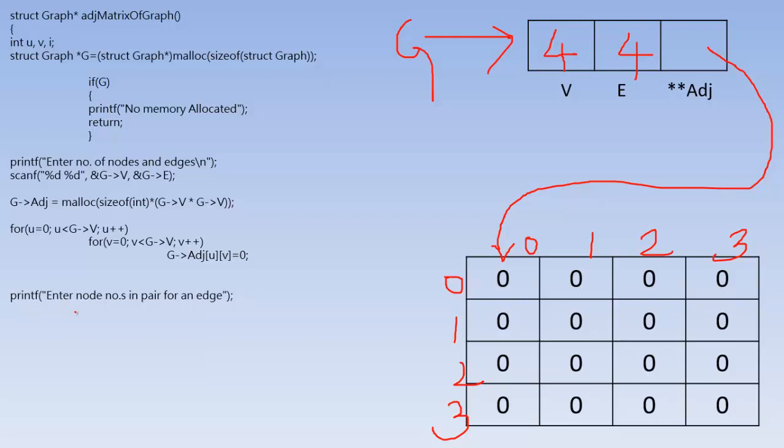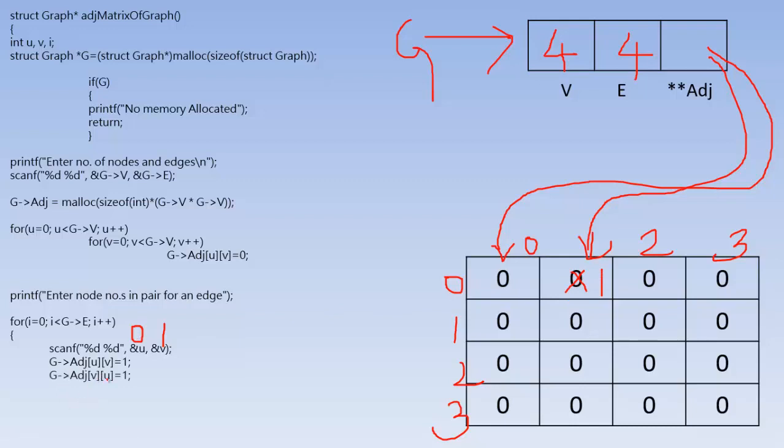And I'll tell the user to enter the node numbers in pair for an edge. That means the user has to enter either 0 0 or 0 1, 0 2, 0 3 to make a connection between those two nodes. Say suppose, and I am using the for loop there, right? Say suppose user has entered 0 1. So 0 is stored in u and 1 is stored in v. So I have to make this cell as 1. So to do that, I am using g arrow adjacency u comma v. That means this cell, right? This is on 0 comma 1. Now this is no longer 0, this is 1 now, right?